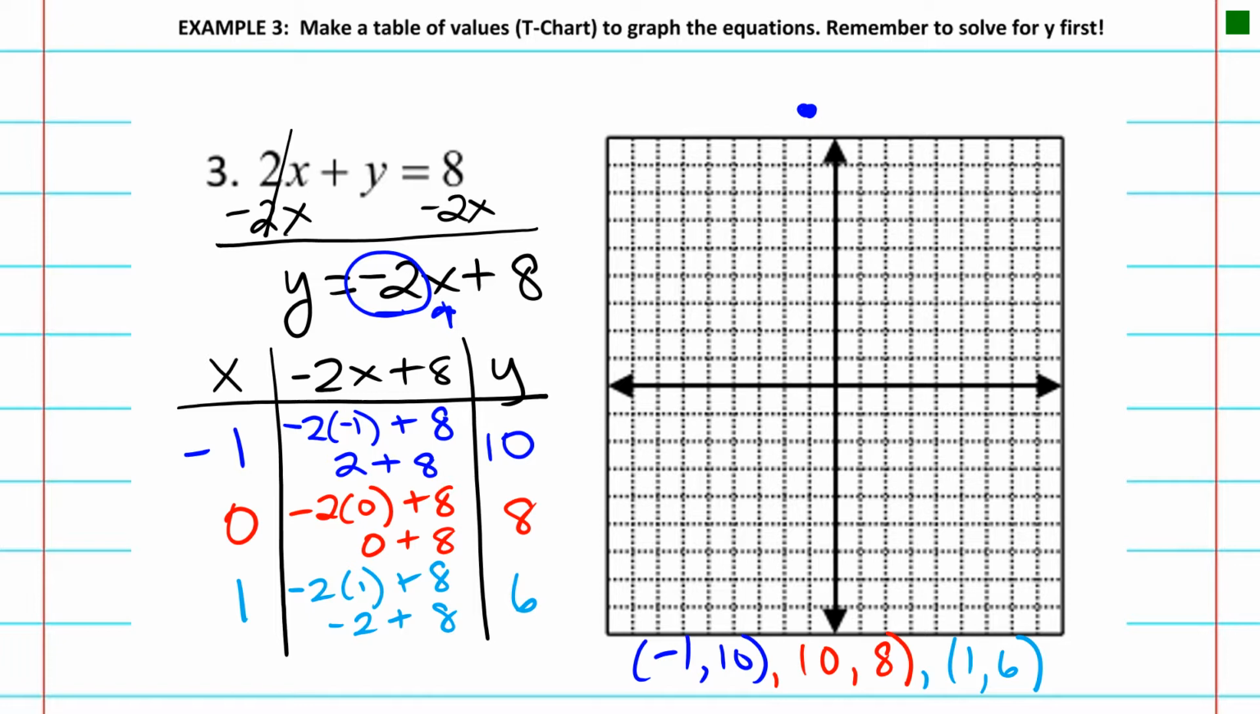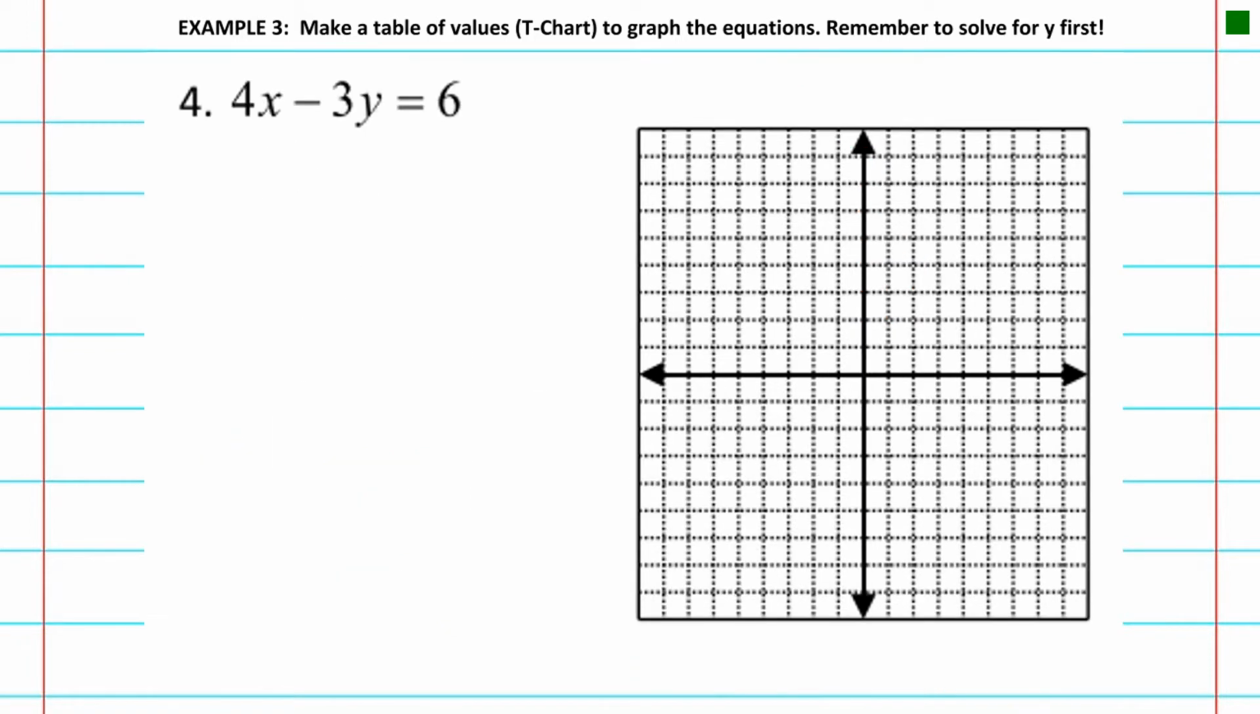Now I have 0, 8. So I don't go right or left, but I go up 8. 3, 4, 5, 6, 7, 8. And then I go to the right 1 and up 6. 1, 2, 3, 4, 5, 6. Now look back at, whoops. If you look back at it, you'll see that those 3 dots form a line. And so when I connect them, there's my graph of my line that was represented by my linear equation.